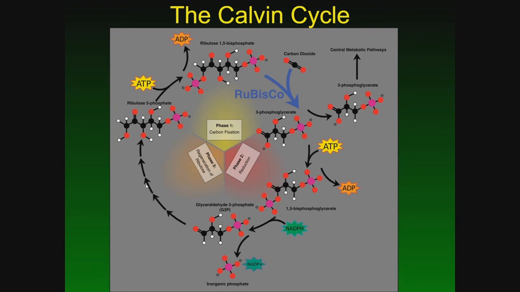Then basically all these arrows here are some fairly complicated restructurings, which are complicated enough that there are enzymes here, but we won't have to learn them. But basically we need to know that to reform ribulose 1,5-bisphosphate, we have to use a little bit more ATP. So to make this back into a cycle, we have to remake ribulose 1,5-bisphosphate.